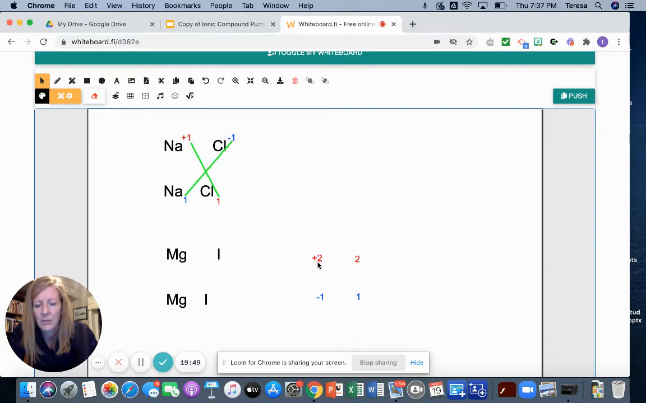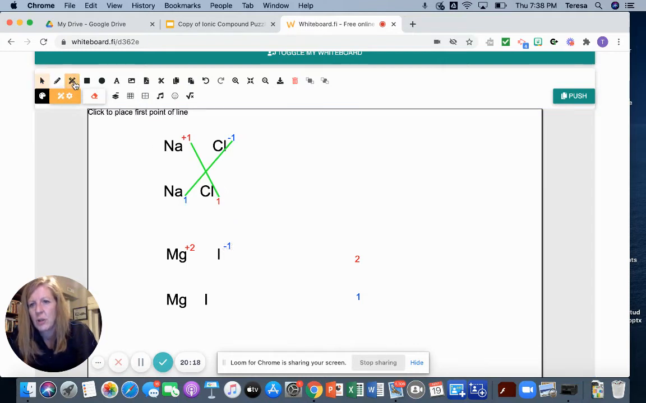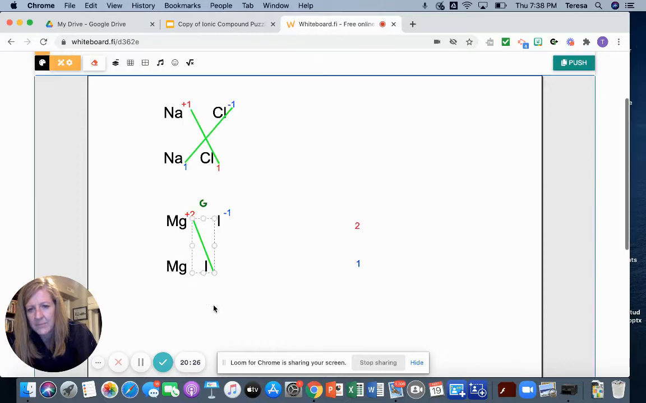Magnesium forms a +2 ion. So I'm going to drag that +2 over to magnesium. And iodine forms a -1 ion. And remember, in order to find what ions are formed, you're using the periodic table, and at the top of the periodic table, the charges are listed for you. Then I do my crisscross method. I take the 2, and that 2 is going to be the subscript for iodine.